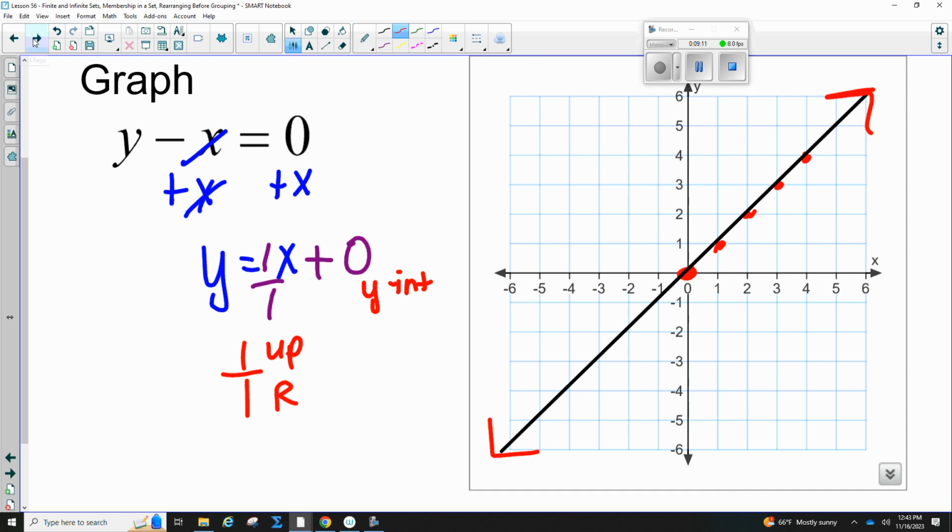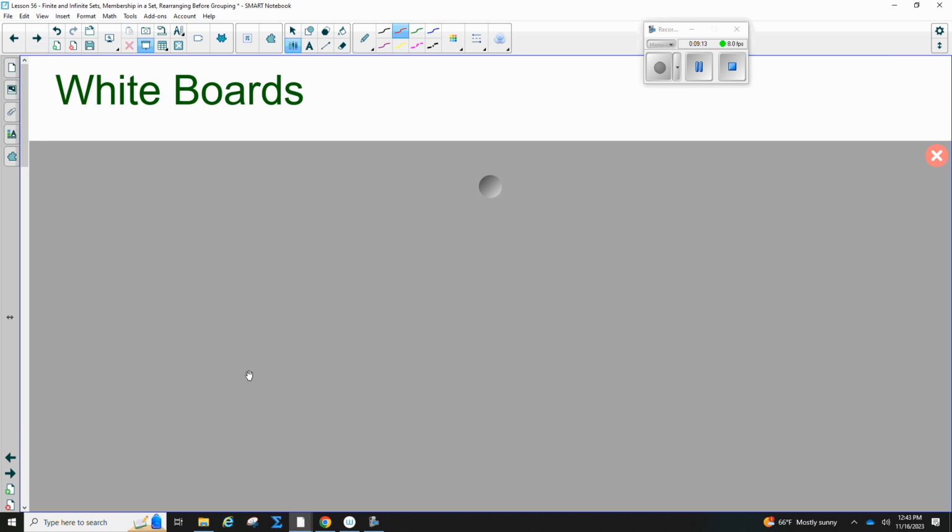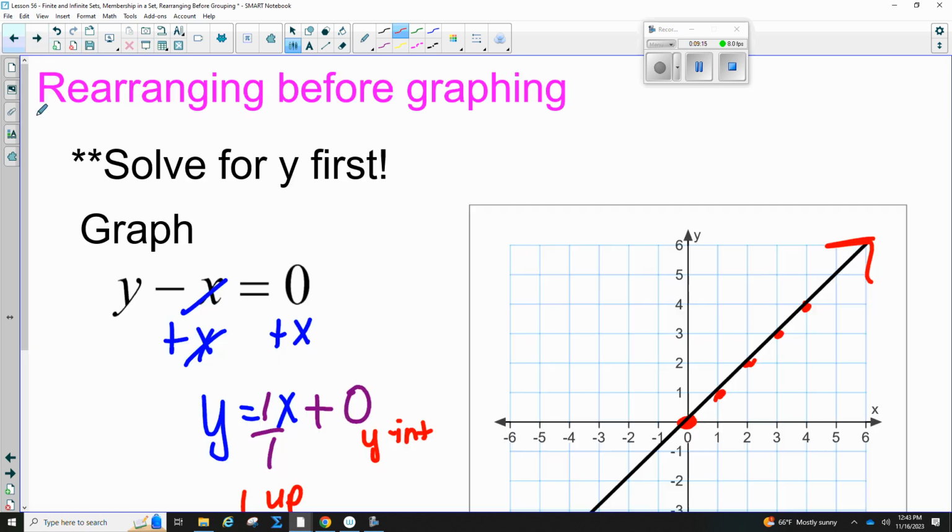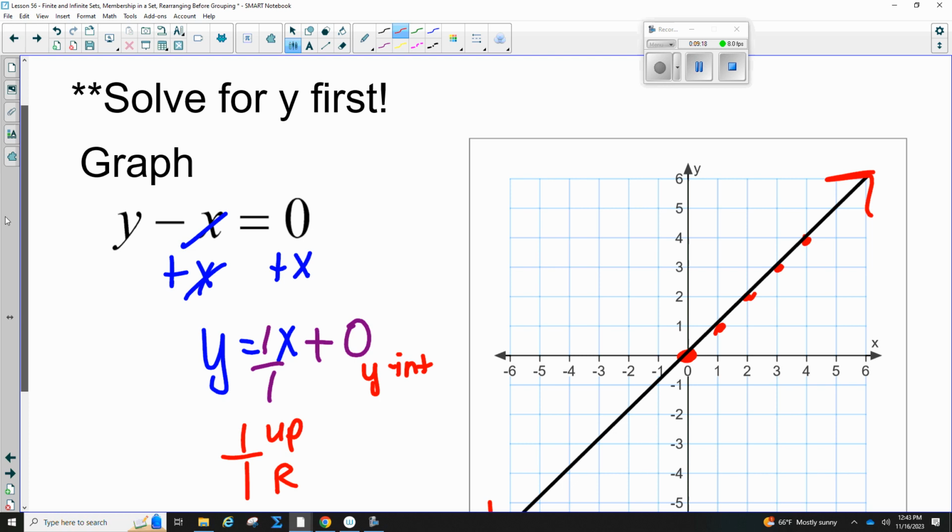All right, you guys, let's try some whiteboards. Oh, yeah, Eli. How many dots do you have to do? I mean, sometimes there's literally only room for 2. If there's enough room, do like 4. Yeah, if there's enough room. All right, let's try some whiteboard.